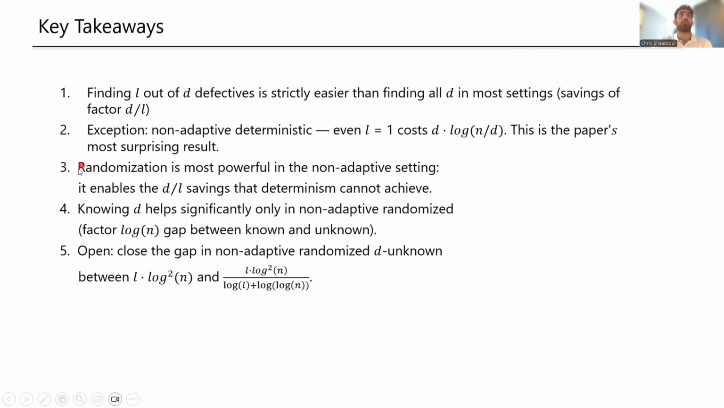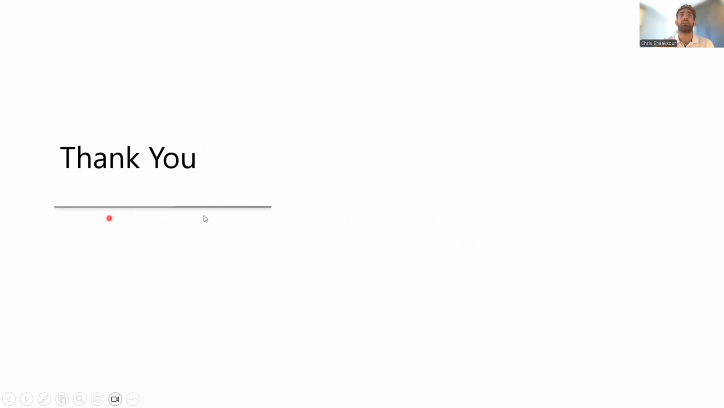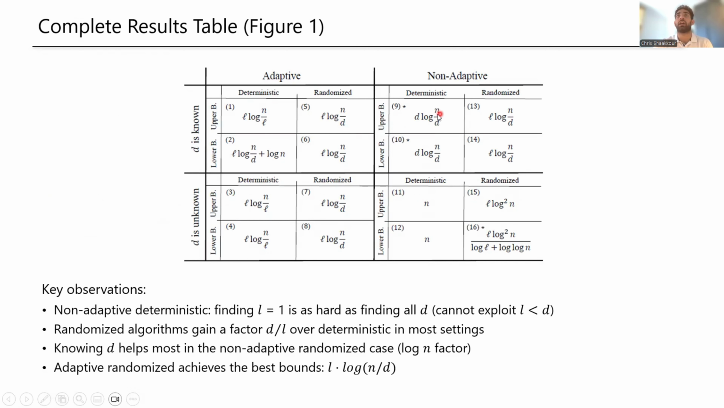Bullet point number 3 is that randomization is most powerful in the non-adaptive setting. It enables the D divided by L savings that determinism cannot achieve. We have seen this before. Knowing D helps significantly only in the non-adaptive randomized case, where there is a log factor gap between the known and the unknown. Let's take a look at this. So in the non-adaptive randomized, where D is unknown or D is known, you can see that there is a log squared factor.